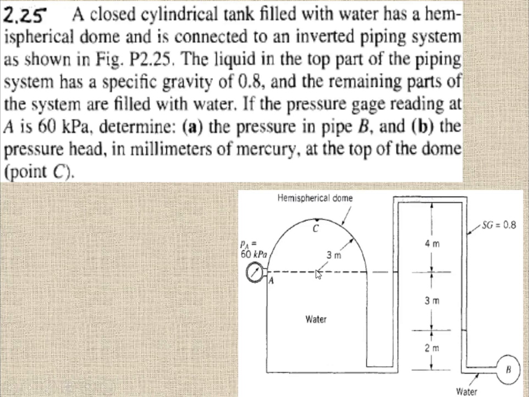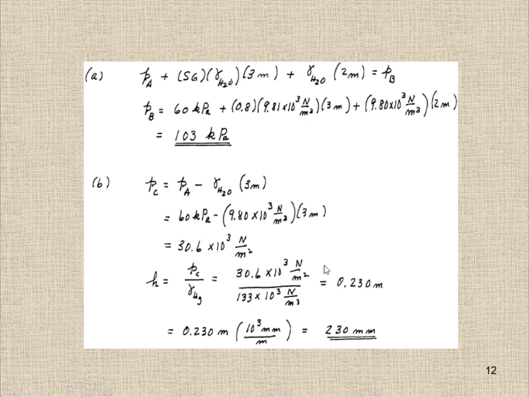From here, we know the pressure at this point. So if we subtract the pressure due to the weight of the fluid column, we can get the pressure here, okay. That means PC is equal to PA minus the pressure due to this height of the column of the fluid. So PC is equal to PA minus gamma of water into 3. So PC equals PA minus gamma H2O into 3. When you simplify it, you will end up with 30.6 kilopascal, Newton per meter square.